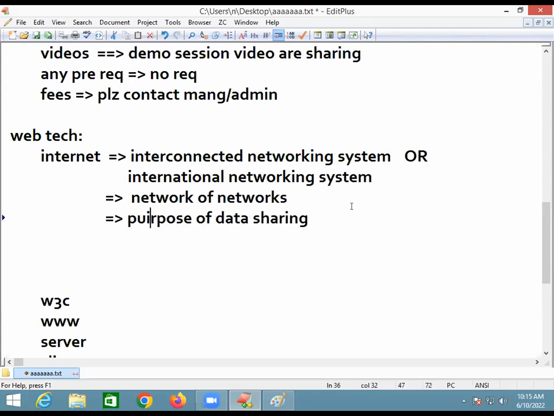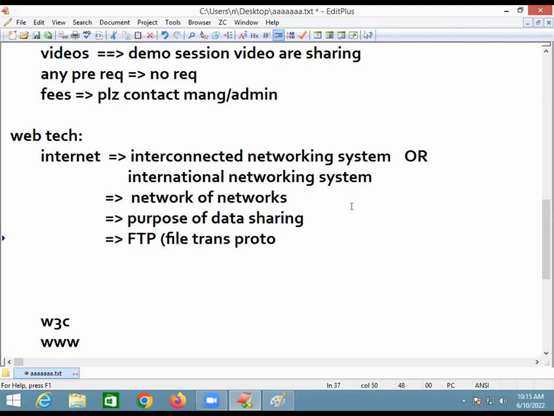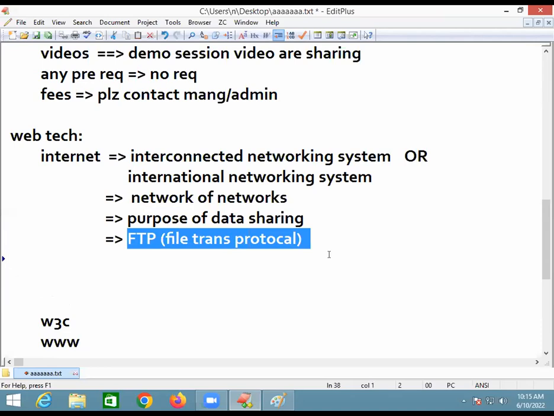So the purpose of a network is data sharing. How is it sharing the data, sir? It shares the data by using the FTP protocol, file transfer protocol. FTP full form is the file transfer protocol, sir. It helps to exchange the data from one computer to another computer.